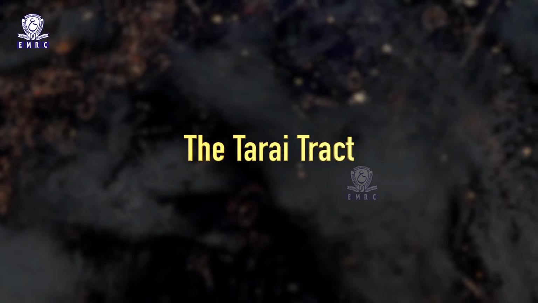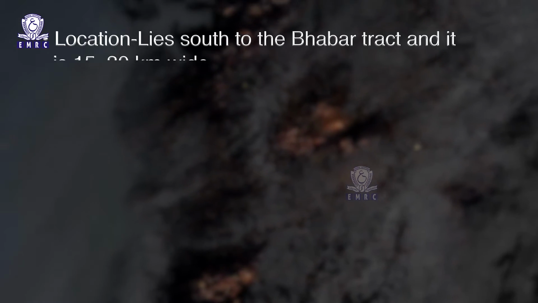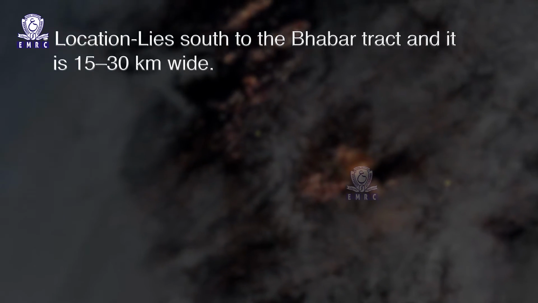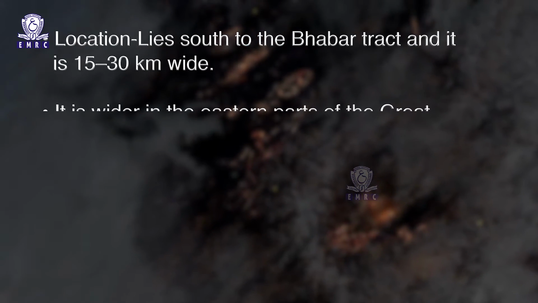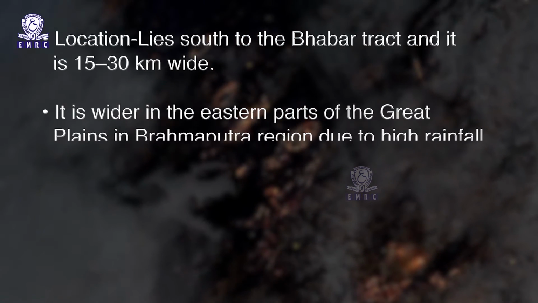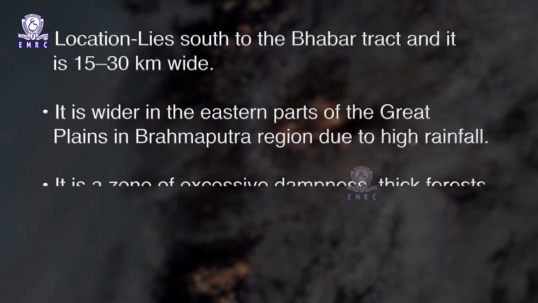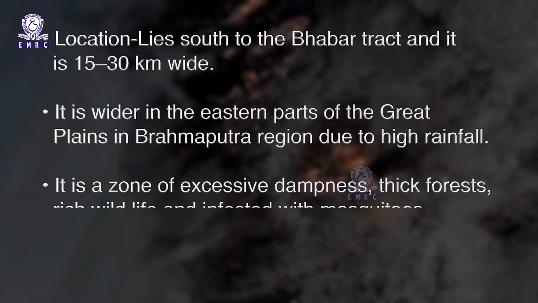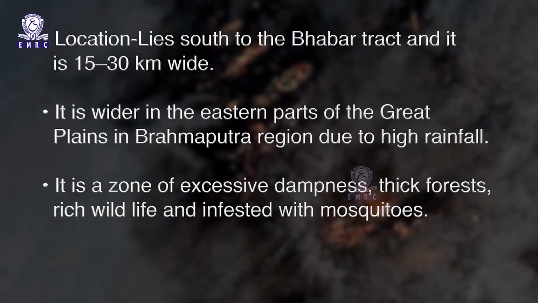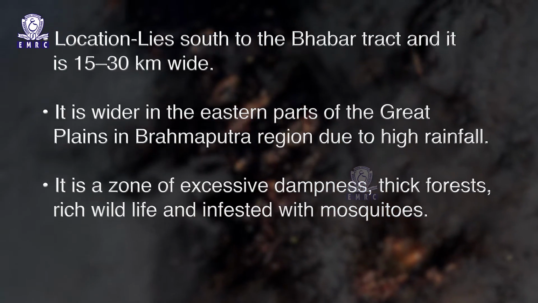The next region is the Tarai tract. This lies south of the Bhabbar tract and it is 15 to 30 kilometers wide. It is wider in the eastern parts of the Great Plains in the Brahmaputra region due to high rainfall. It is a zone of excessive dampness, thick forests, rich wildlife and is infested with mosquitoes.